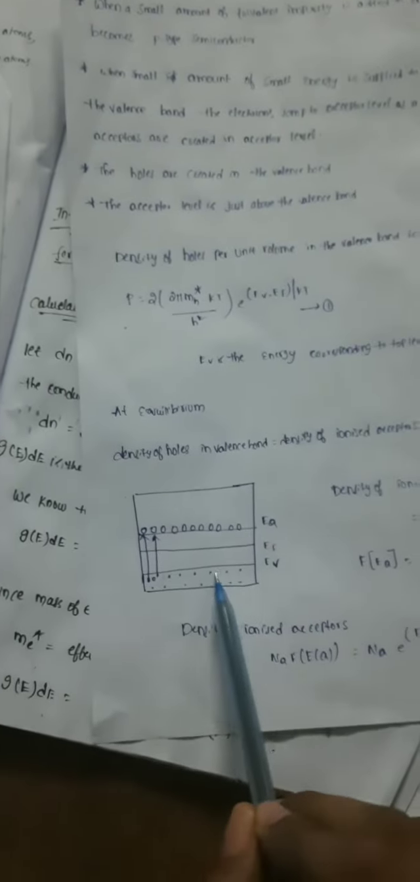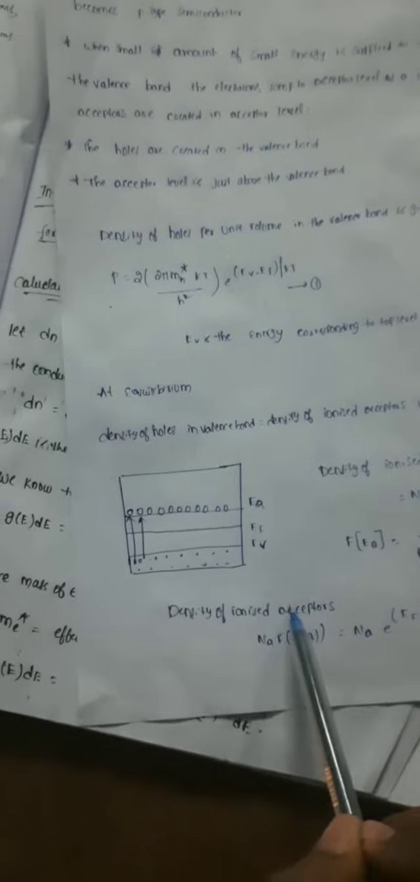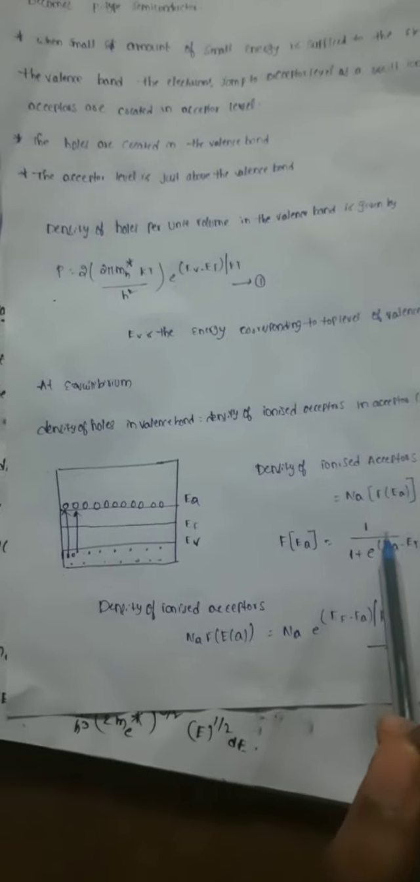Here, whenever we supply energy in the valence band, the electrons from the valence band get excited to the EA level and the electrons get absorbed by the holes. Here the holes are created and the electrons are adjusted to the level of the energy of the ionized acceptors.